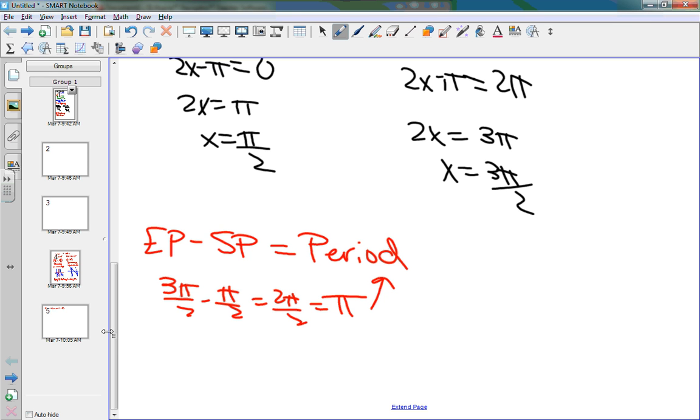Yes? I'm confused as to why we have to write down y equals sine.